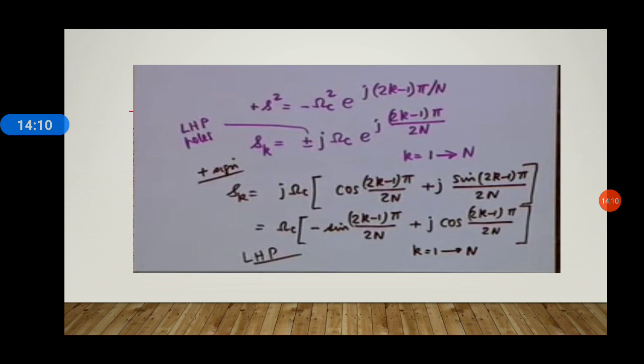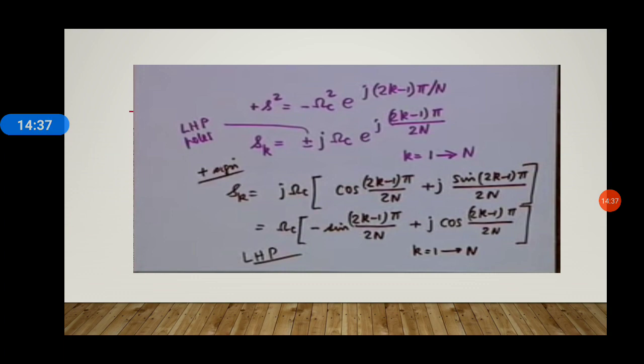Now e to the power j (2k minus 1) pi by 2n can be written as cos and sine in this way. Now, if we multiply by j, what we have is omega c times minus sine (2k minus 1) pi by 2n plus j cos (2k minus 1) pi by 2n, where k goes from 1 to n. Now for the first term, take the real term. The real term is the sine term.